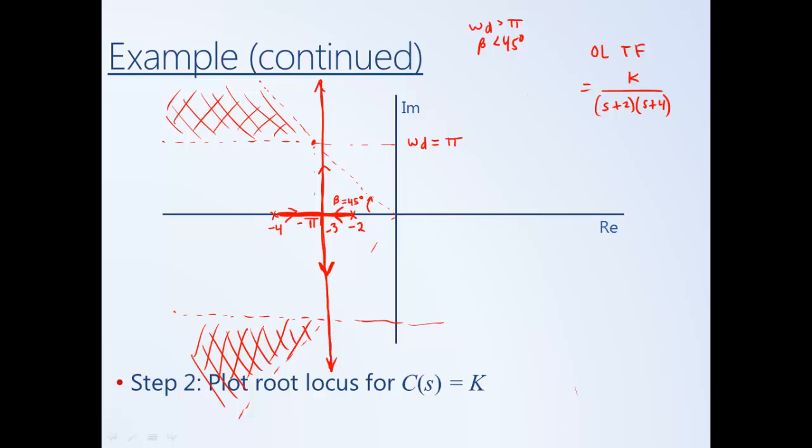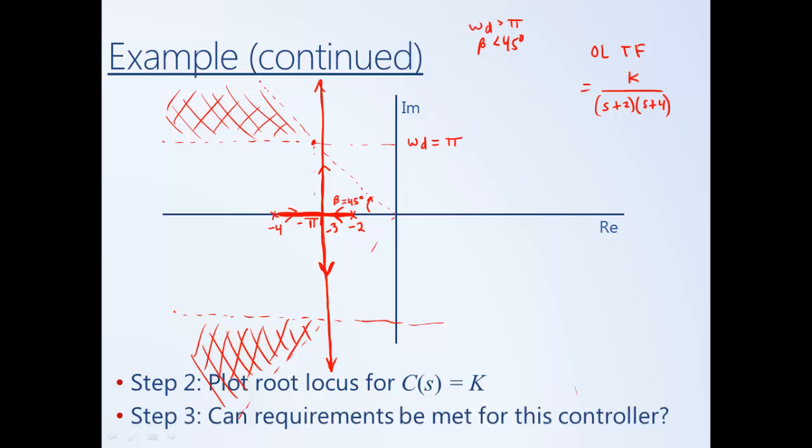So now that we've plotted the root locus, we then try to answer the question, can the requirements be met for this controller? Is there a value of K? Is there a proportional controller K for which we can have a peak time of less than 1 second and overshoot of less than 4%? So go ahead and take a look at this drawing and see if you can answer the question.